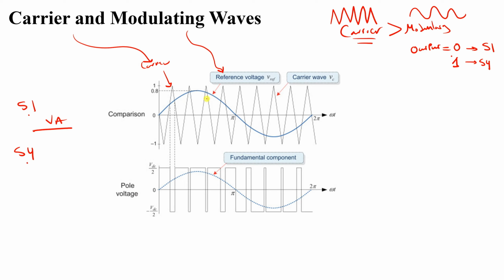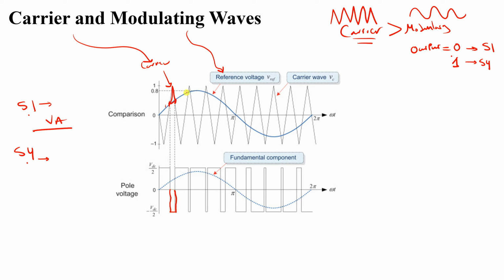An example for this, you will see that at this point here, you can see carrier, which is this one, greater than the modulating signal. Carrier greater than the modulating. So S1 is 0 and S4 will be 1, which means the output will be negative. Why? Because in this case, S4 is connected to the negative of our supply. We will see this more in the next slides. So at this region here, you can see that output is a negative pulse.